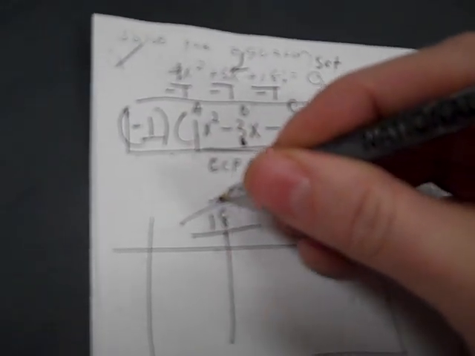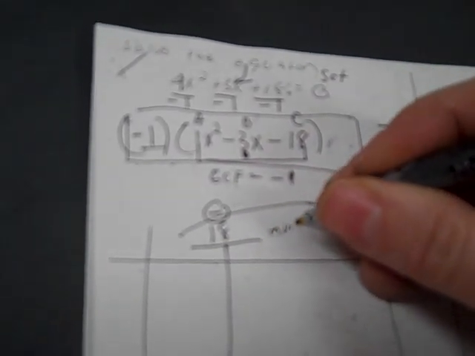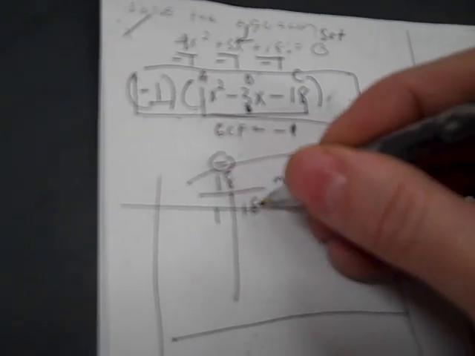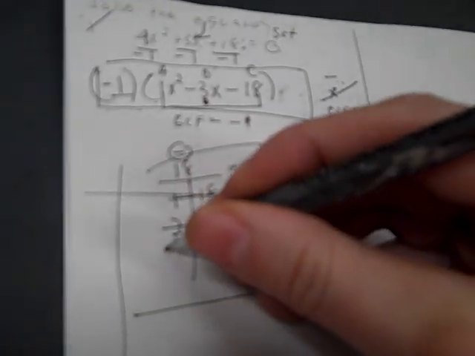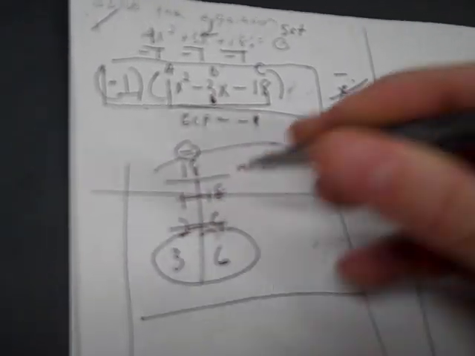So I take positive 1 times negative 18. It's negative 18. Because I got a negative, that makes this a minus, and I'm trying to get to 3, which is negative. Okay, 1 and 18, that's not it. 18 divided by 2 is 9, but 9 minus 2 is not 3. 18 divided by 3 is 6. 6 minus 3 is 3, so we have it.